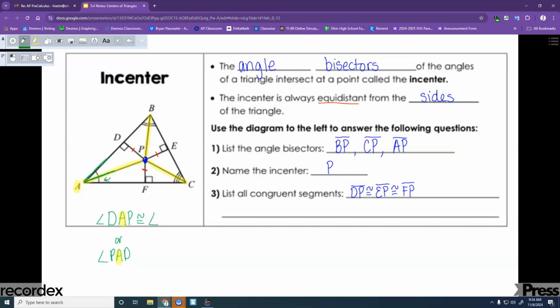Okay, so this is important because you will mess up big time if you don't know how to name an angle. So I need everybody to turn to your neighbor and tell them what you think the name of this angle right here is. Okay, so talk to your neighbor, tell them what you think it should be.